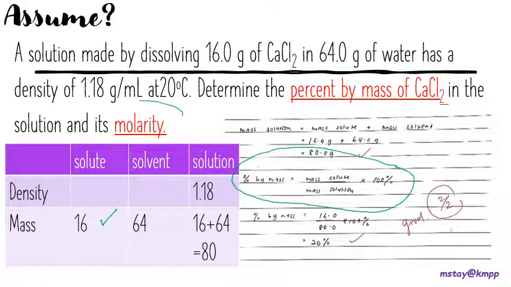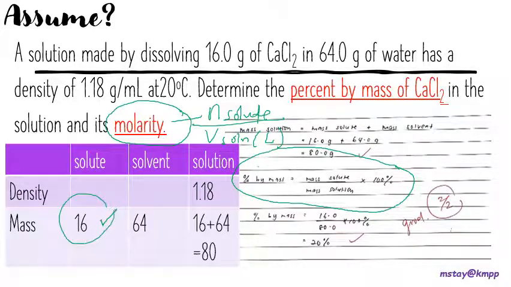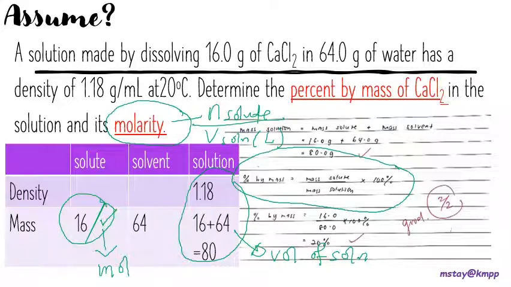Next, look at how we can find molarity. Molarity is mole of solute over volume of solution in liter. With the mass of solute, we can determine mole of solute. With the density and mass of solution, we can identify volume of solution. But please be alert, the unit will be in milliliter. Before you substitute into the formula, please convert the unit of volume from milliliter to liter.